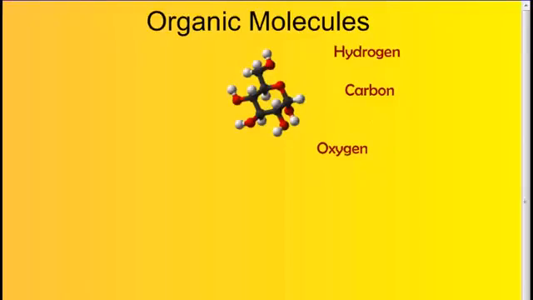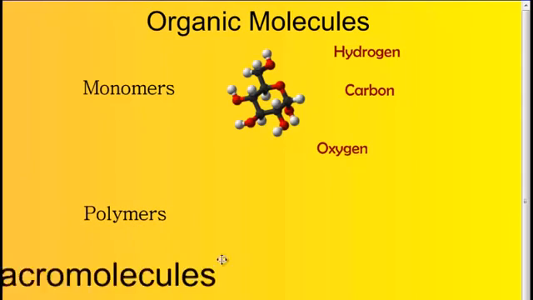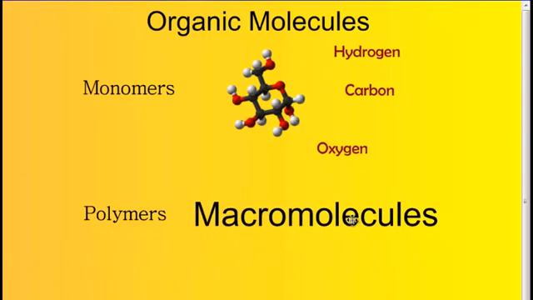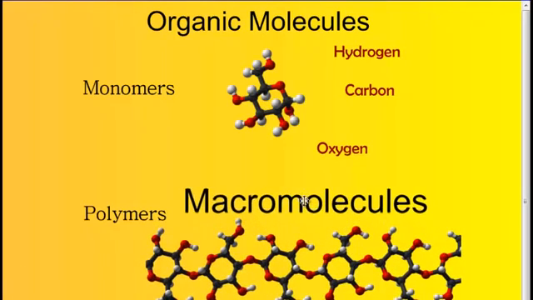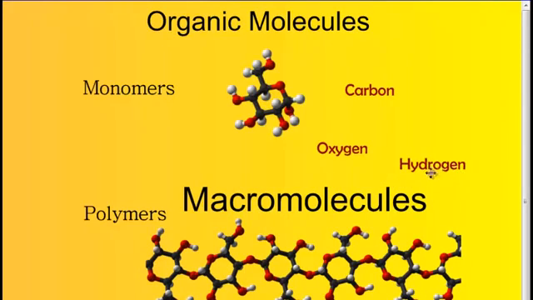Now, this is a monomer. It's one unit. A monomer is one unit of something that builds a much larger thing called a polymer. More often, when we're talking about polymers, we're going to talk about macromolecules like this one here. Notice it contains the same basic things. We still have hydrogen, okay, our white ones right here and here.